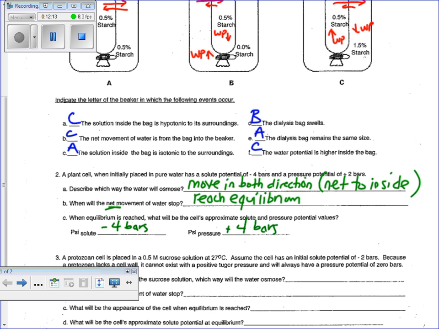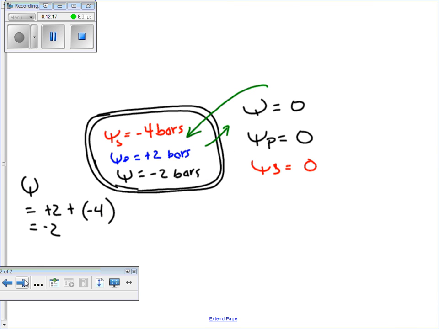Going anywhere? So as water comes in, pressure potential goes up, eventually to 4 bars, which makes this 0. Now you're at equal water potential. You're at equilibrium. Following it all?